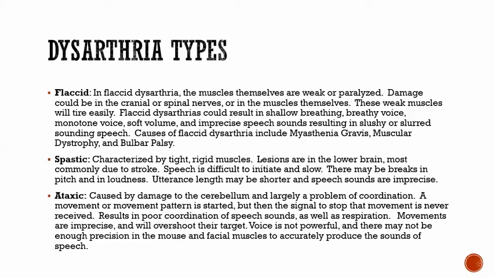Ataxic dysarthria is caused by damage to the cerebellum, once again, just like ataxic cerebral palsy. And it's largely a problem of coordination. So what happens is a movement or movement pattern is started, but then the signal that is supposed to stop that movement is never received. So you're going to have poor coordination of the speech sounds and respiration. You're going to have movements that are going to overshoot their target because the signal inhibiting those movements never is received by the muscles, and the movements are going to be imprecise. Voice will not be powerful because respiration is impacted, and you might not have enough precision in the mouth and facial muscles to accurately produce the sounds of speech.